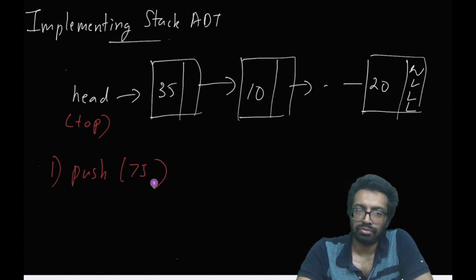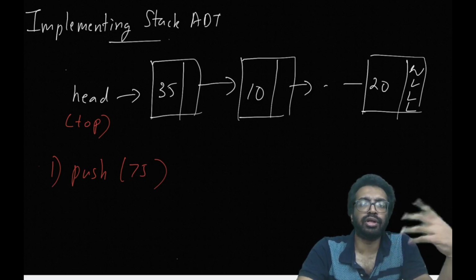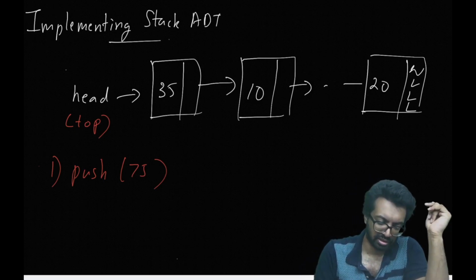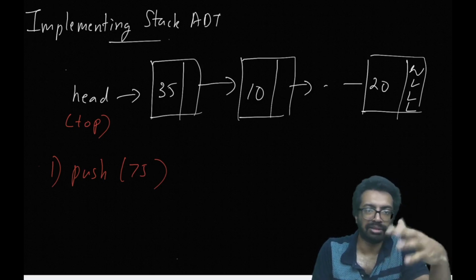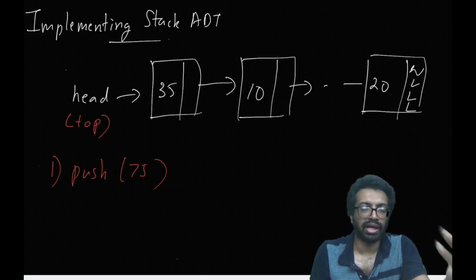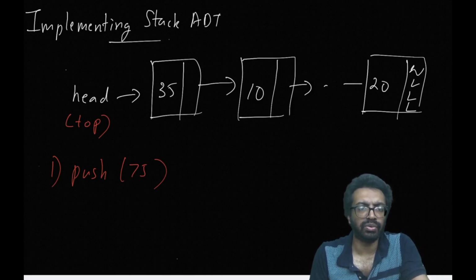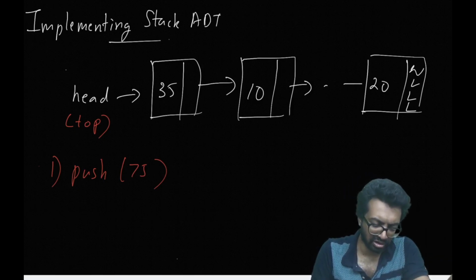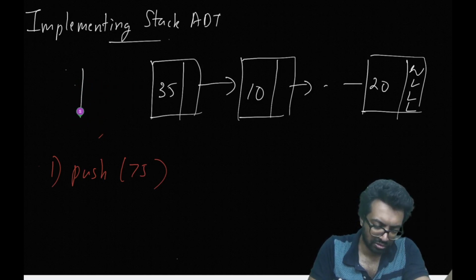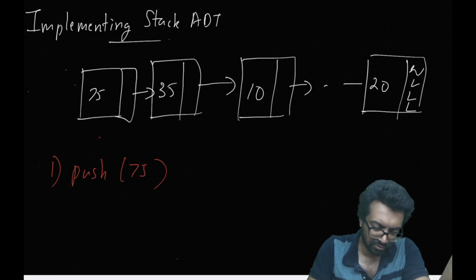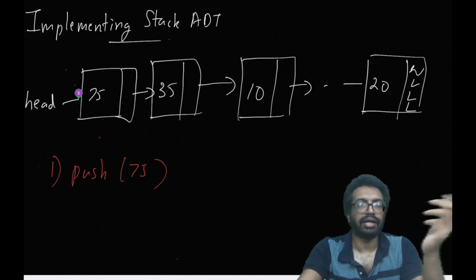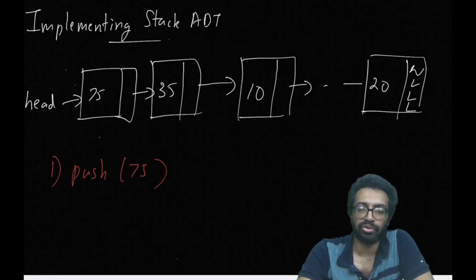What is it I need to do? I need to create a new node, which should appear as the head of this linked list. And how do I do that? Something we already saw: how to add a new element to the head of a linked list. We saw this, right? I'm going to create a new node. I create a new node and make the head point to that node.